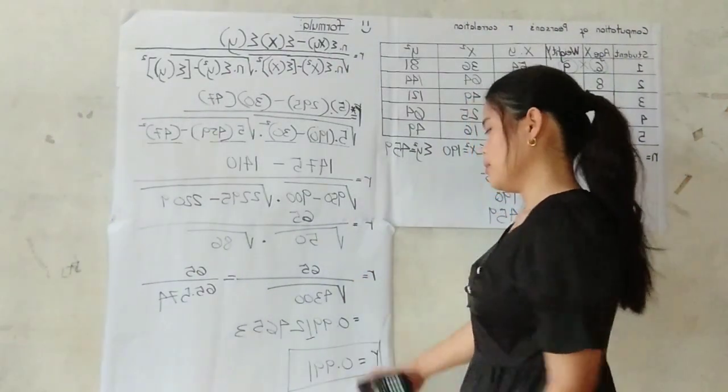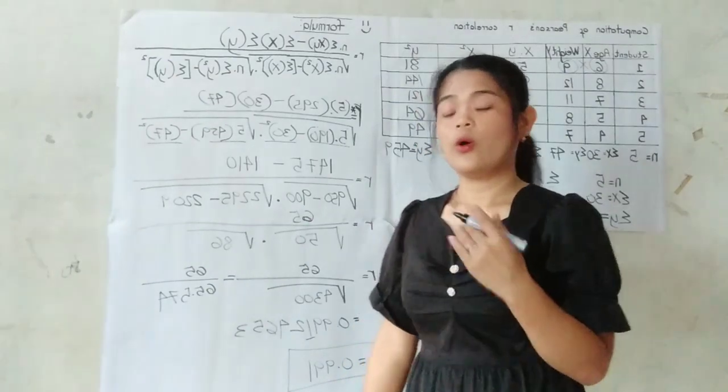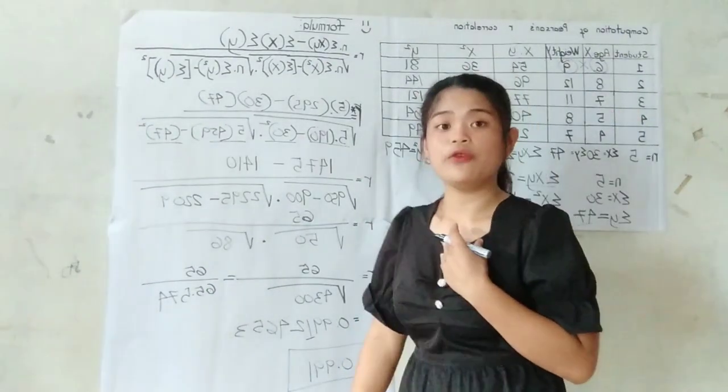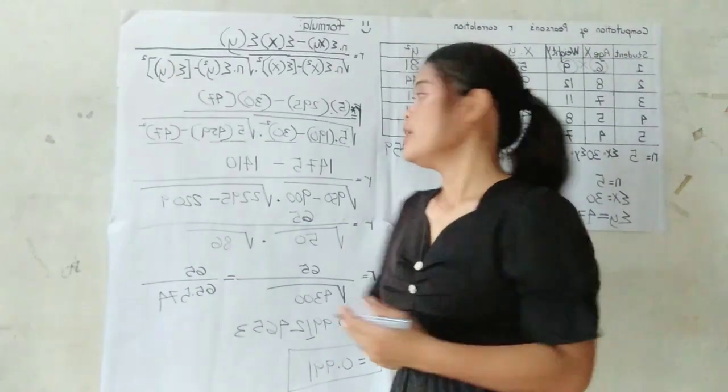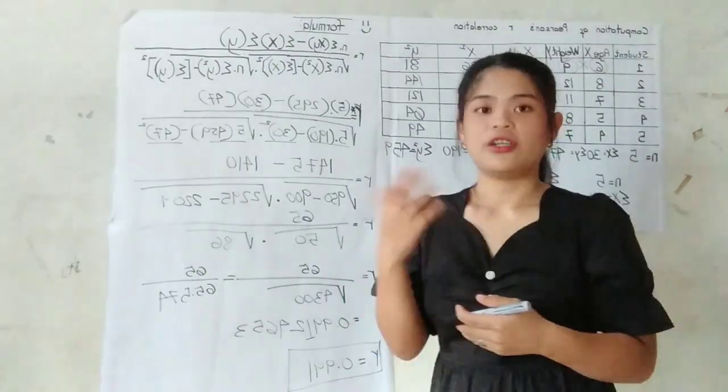Therefore, our correlation will be 0.991. It is positive. This will be a strong positive correlation, and that solves our Pearson's r correlation.